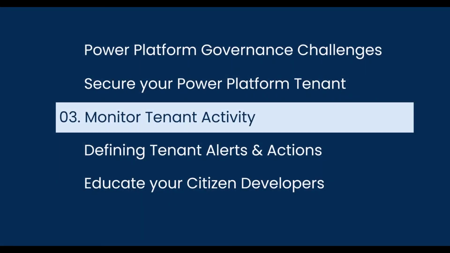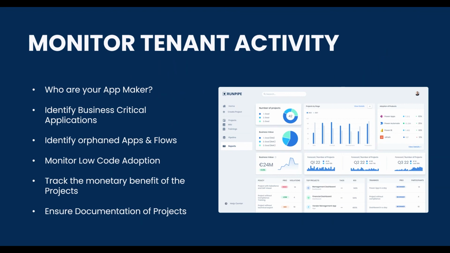Now that your tenant is secured, let's see how you can monitor the activity of your citizen developers within Runpipe. The first thing Runpipe helps you to find out is who your app makers are and who are your Power Platform champions. Are they from the IT department or spread across your company? Which skill level do they have, and who is the right person for specific needs, such as working with specific connectors? You want to know which ones are the business critical applications, if they require IT support, and if they are part of a proper application lifecycle management.